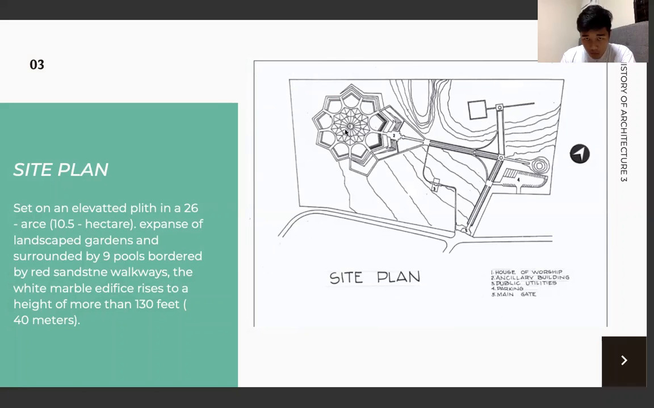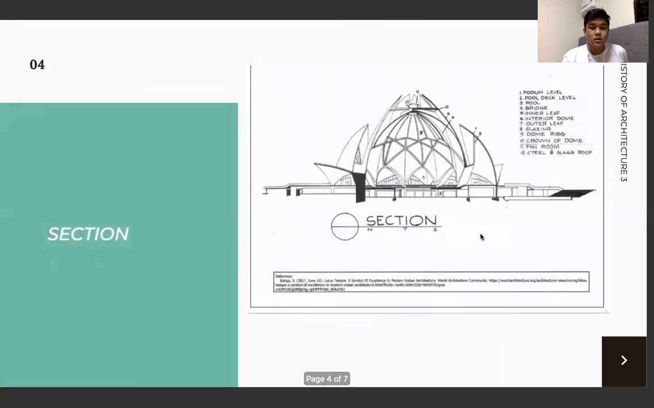Here, number 1 is the house of worship. It is at the center, the Lotus Temple and ancillary buildings, which is this. The public utilities are number 3, parking is number 4, and the entrance gate, the main gate, is number 5. So next is the section.